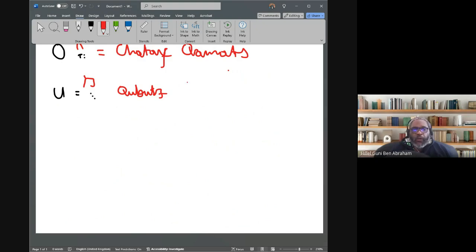How I remember khubutz is I remember that in Arabic, khubutz is bread. So for me to remember this sound, I just go khubutz. So in Hebrew, it's khubutz. Doesn't mean bread in Hebrew, but it does in Arabic. It's just my way of remembering it. And so khubutz is the oo sound. When you see these three dots underneath, it is an oo sound.